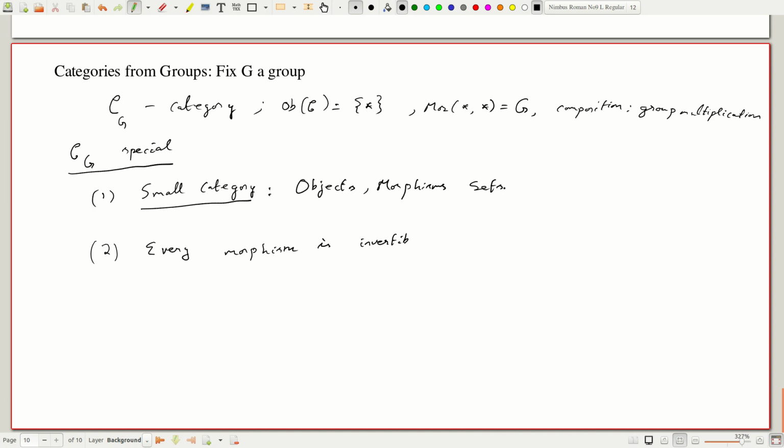Okay, this is your first point. And the second point is that objects of C is a singleton. So it's not only a set, but a set with just one element. Okay, so assuming we are dealing with small categories, let's look at these two properties. These are key properties: every morphism is invertible, and objects of C is a singleton.